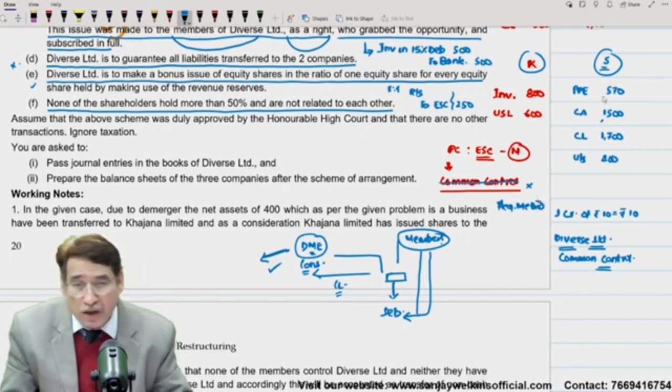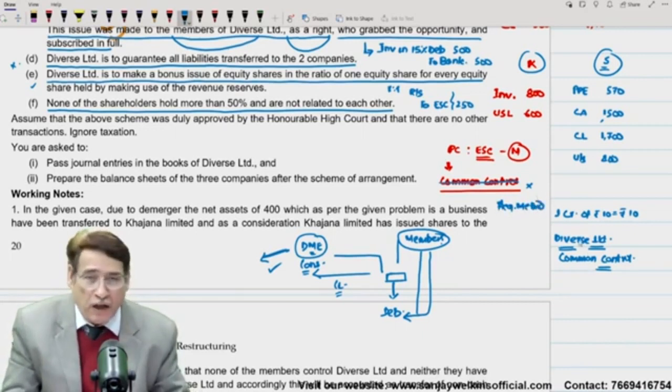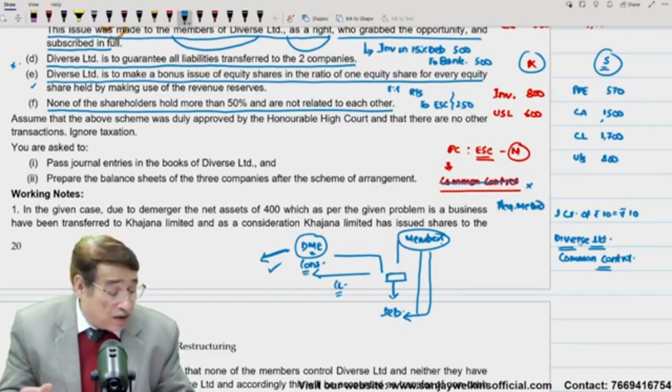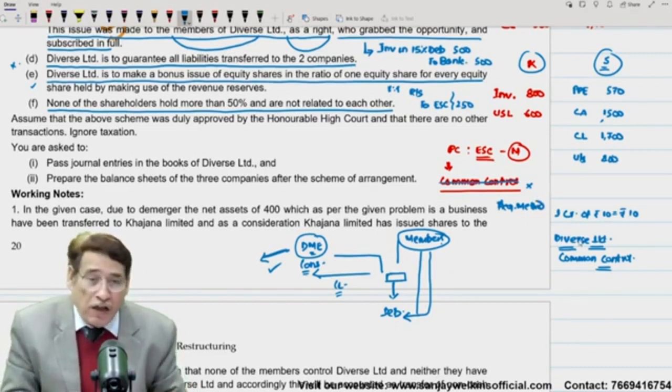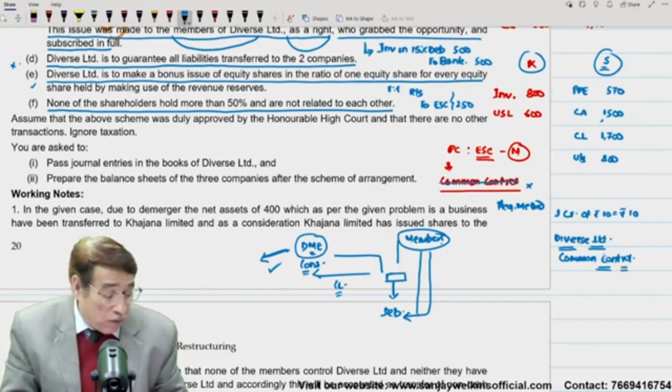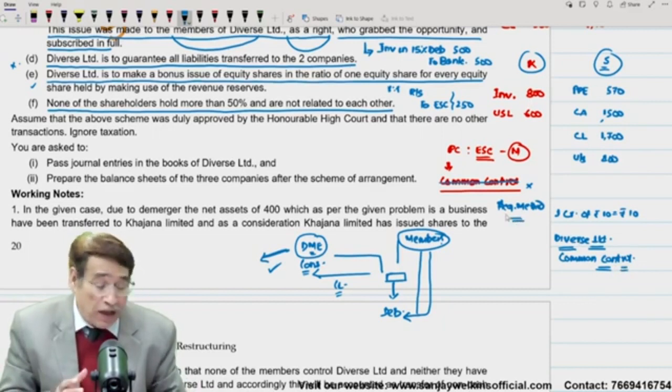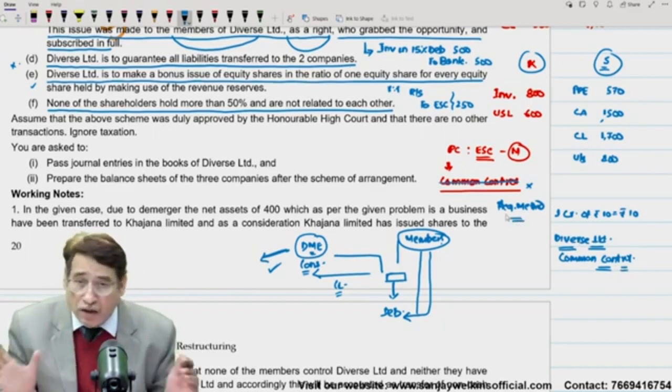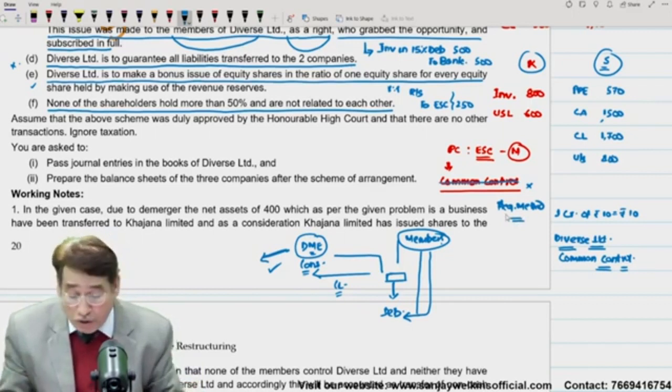Whereas in case of Sunrise Limited, because Sunrise Limited is the acquirer company, Sunrise Limited will do the accounting as per the common control method. It will do the accounting as per the acquisition method. Is it clear to you or not? This is the entire question.